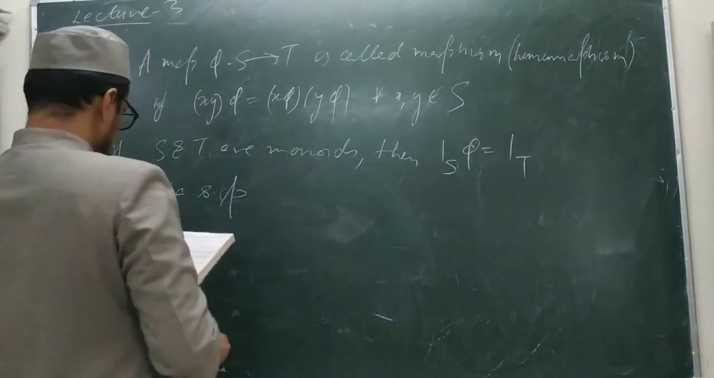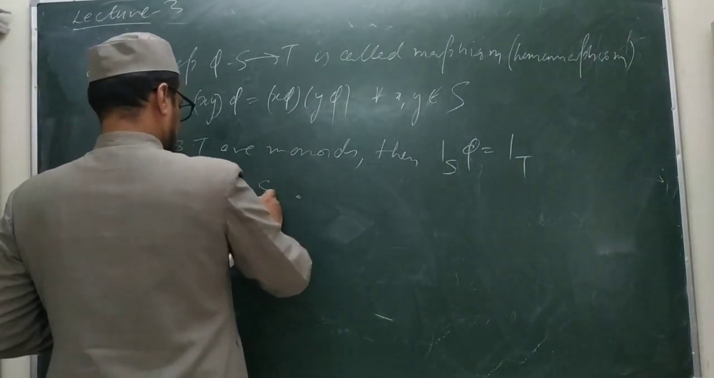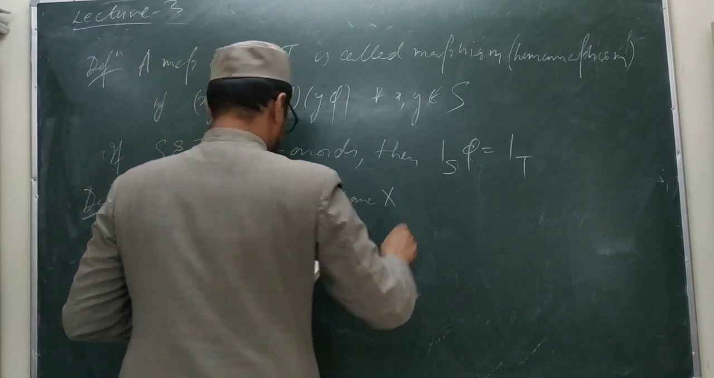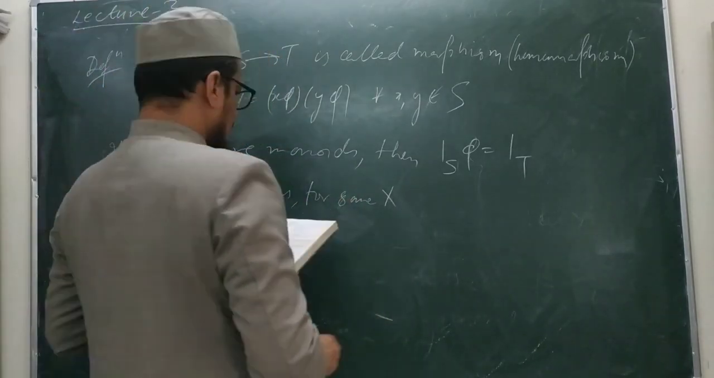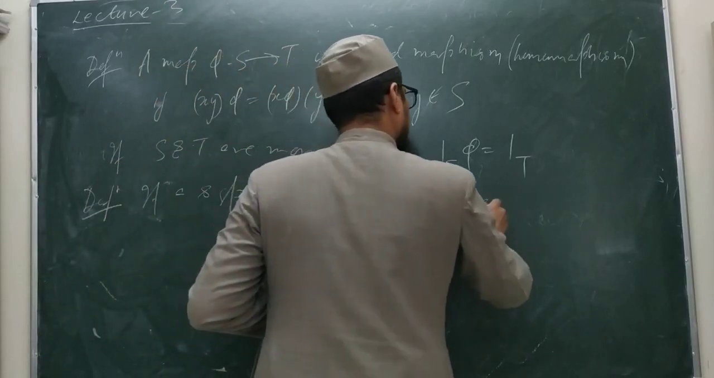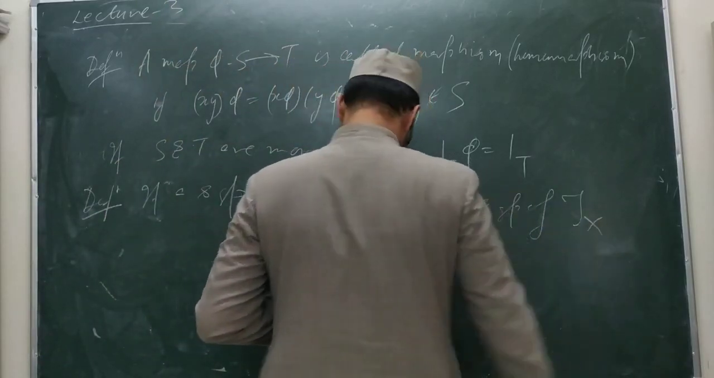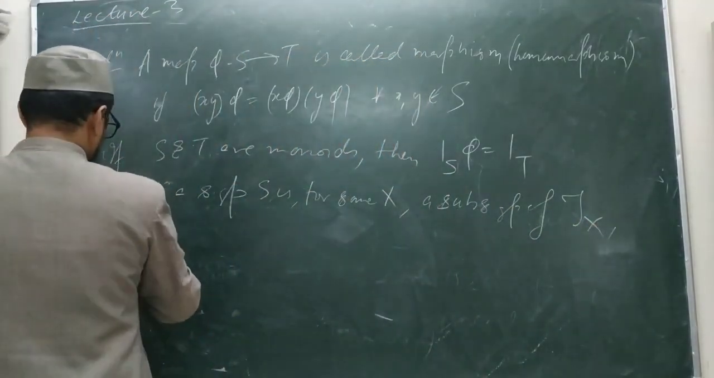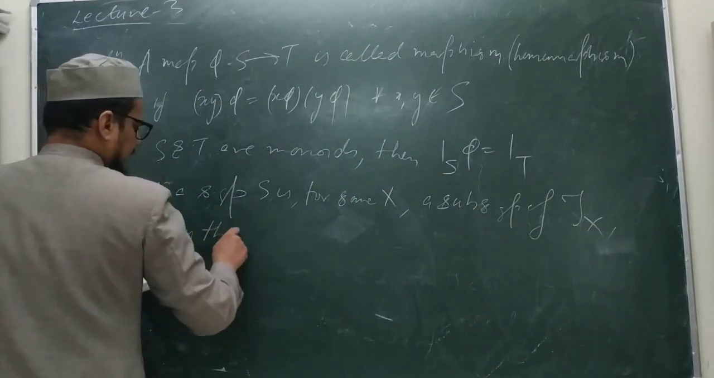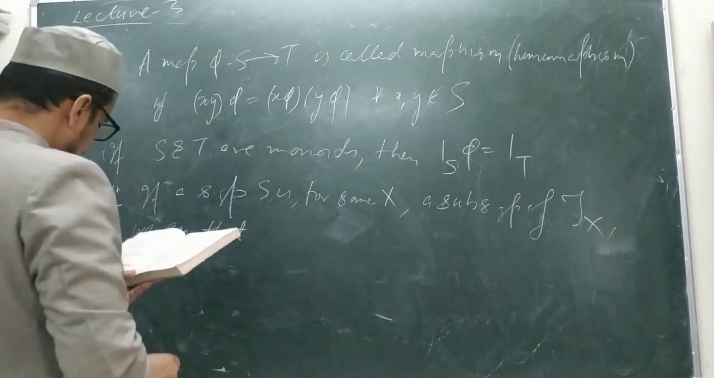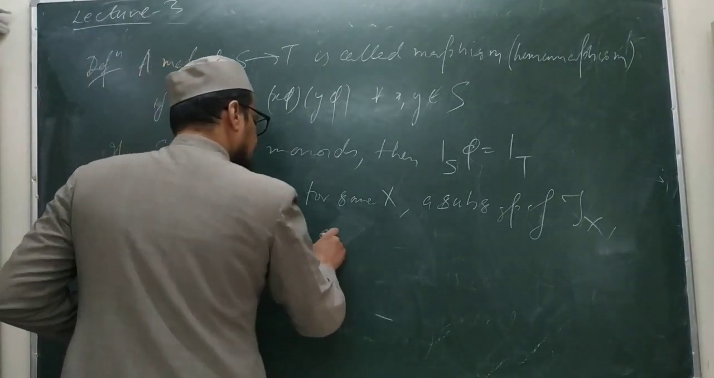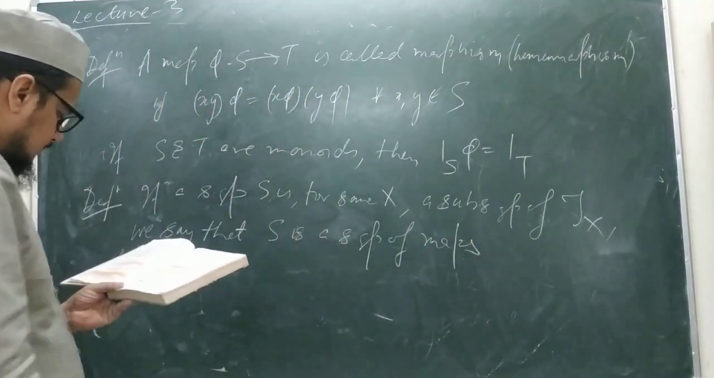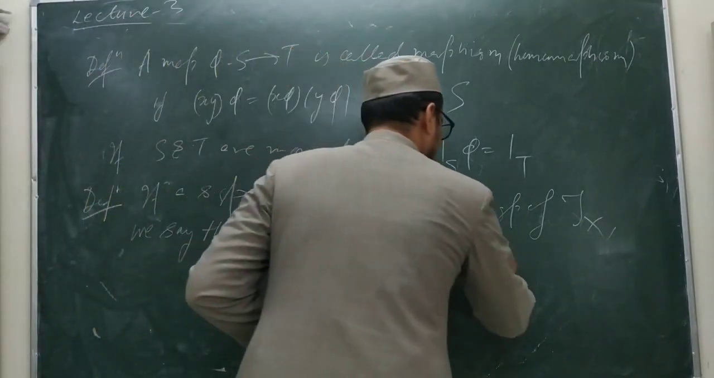If a semigroup S is, for some X, a subsemigroup of τX, we say that S is a semigroup of maps, or a transformation semigroup.